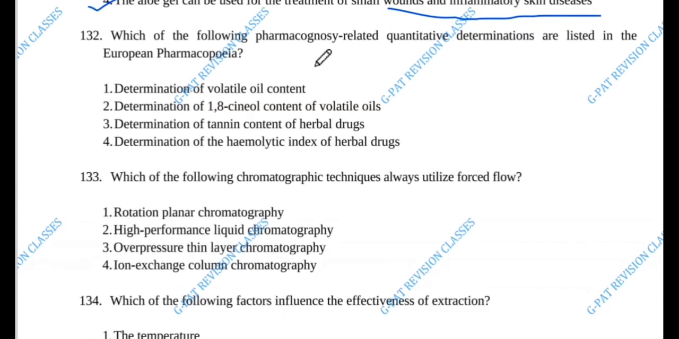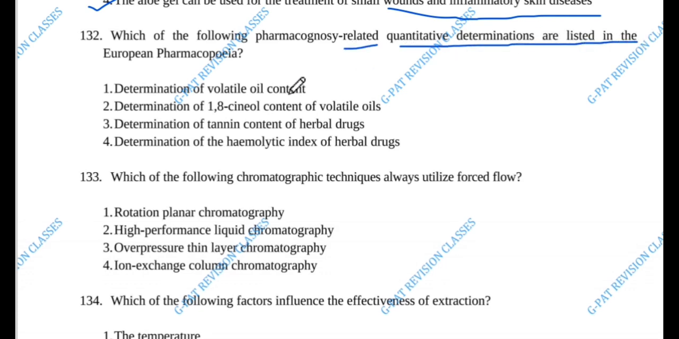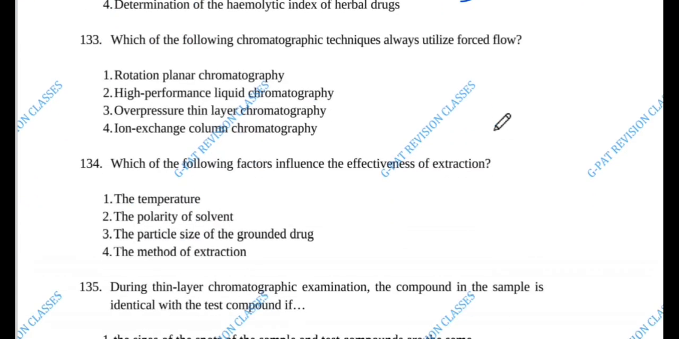Next is question number 132. Which of the following pharmacognosy-related quantitative determinations are listed in the European Pharmacopoeia? The answer is A, first, determination of volatile oil content. The answer is first.